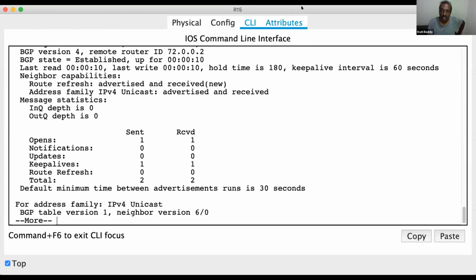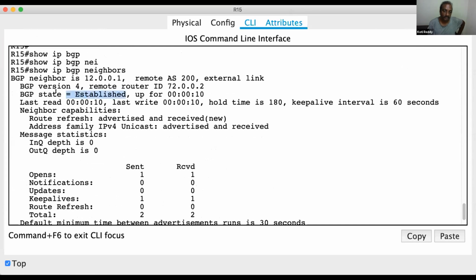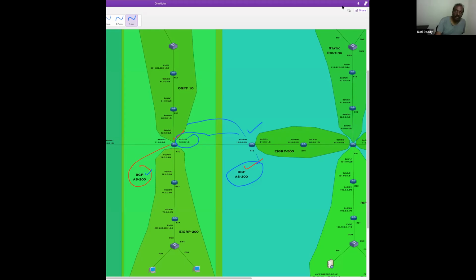BGP neighbor is so and so. It is what? Established. You understand? So we enabled BGP neighborship between the ISP routers. Any doubts so far? You can ask me.